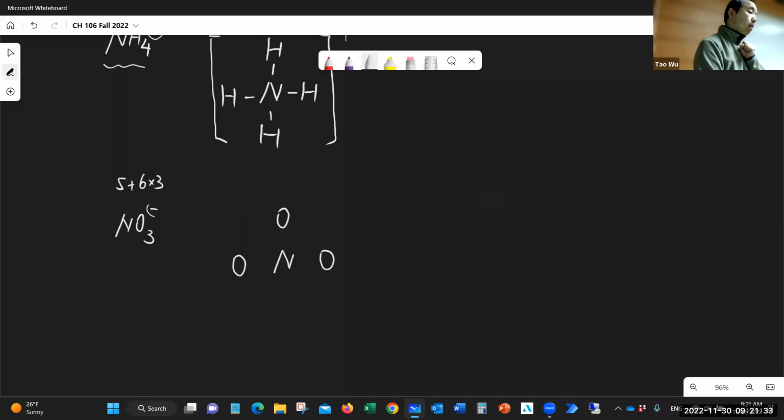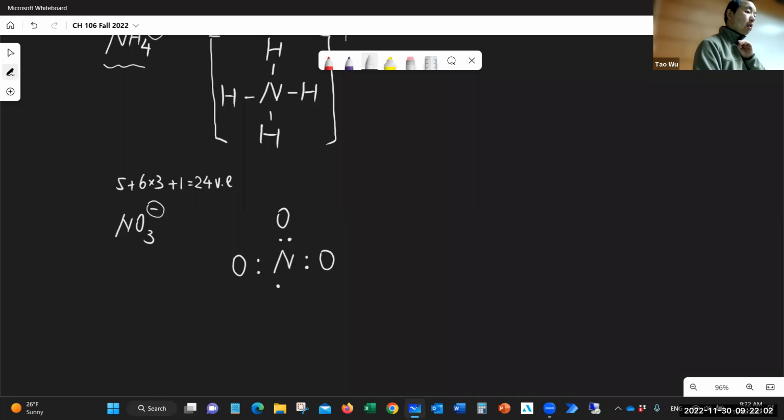And remember, this guy has 1 negative charge. 1 negative charge means they're gaining 1 electron. So 23 plus 1, and totally they have 24 valence electrons. So that means you need to assign 24 dots. So again, you put those 1 paired electrons between the elements, and then you're going to assign the rest of them.